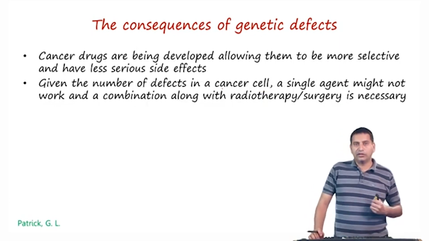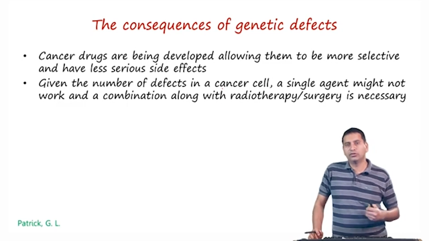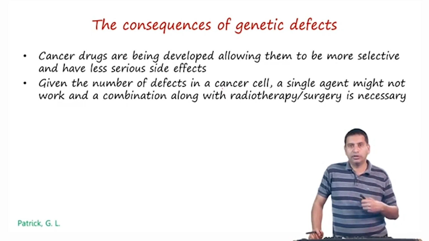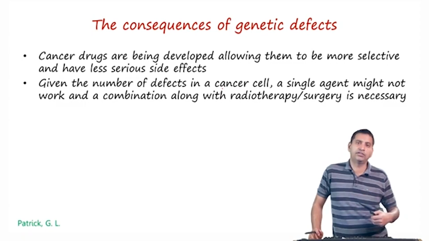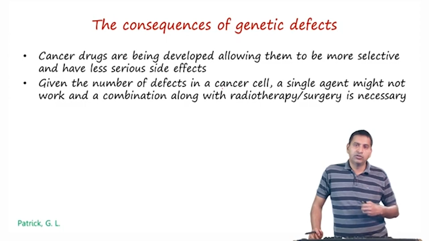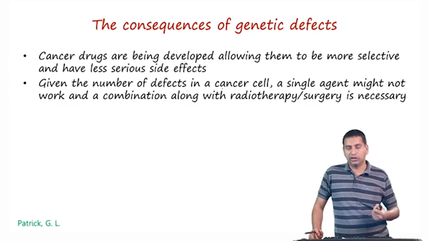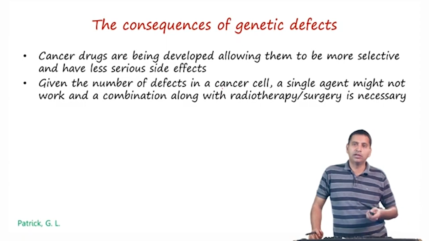So, cancer drugs are now being developed so that they can be more selective, and these highly selective agents have potentially less serious side effects. So, given the number of defects in a cancer cell, a single agent might not work, and therefore, a combination of radiotherapy, surgery along with chemotherapy is what is typically necessary.